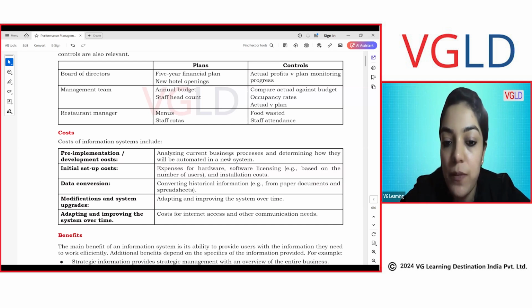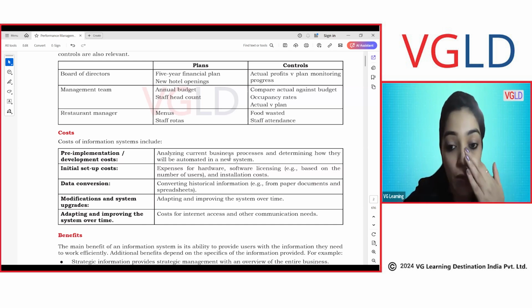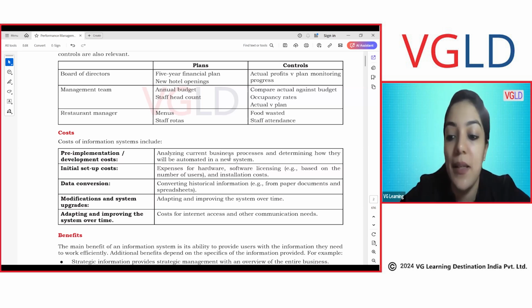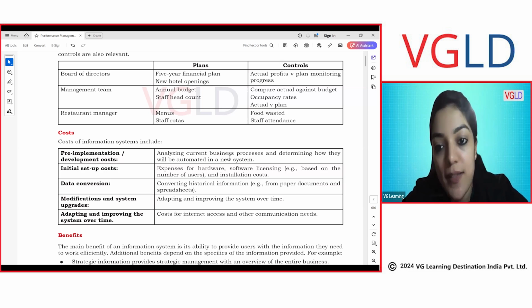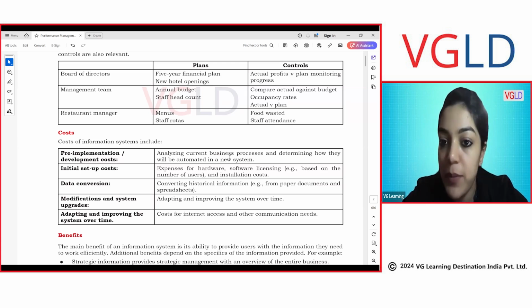Then data conversion, converting historical information, for example from paper documents, and converting them into spreadsheets. So whenever companies plan to transition from paper to paperless mode, that is digital mode of information system, they have to incur this cost of conversion. Then modifications and system upgrades, adapting and improving the system over time.